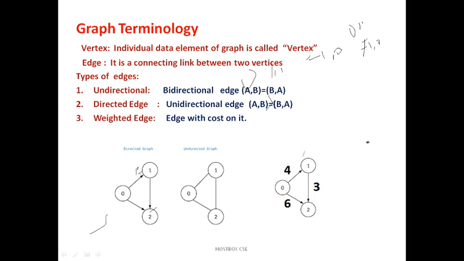And last, the weighted edge. A weighted edge is an edge with a cost on it. For example, 0 to 1 has a cost of 4. Similarly, 0 to 2 has a cost of 6, and 2 to 3 has a cost of 3. Like that we can calculate with weighted edges also. So a graph is simply something having nodes and vertices.